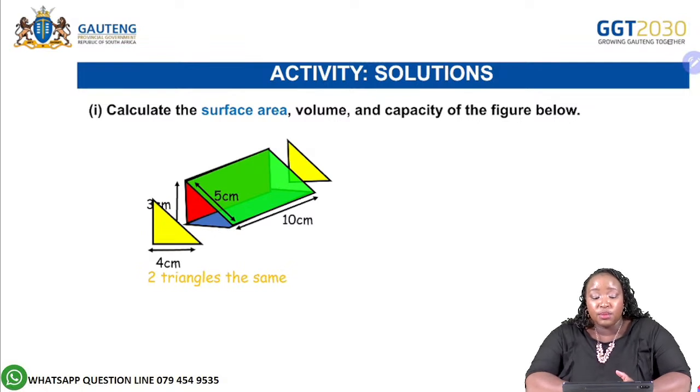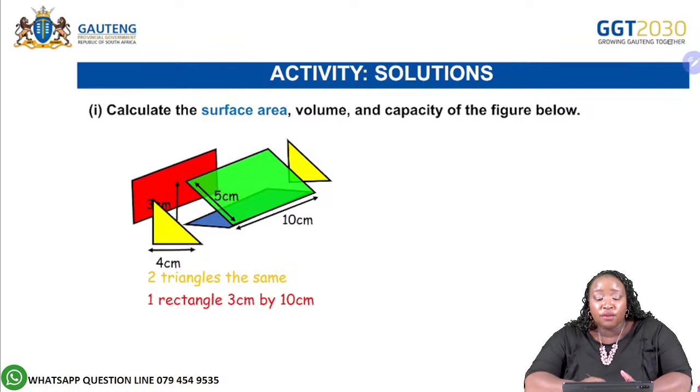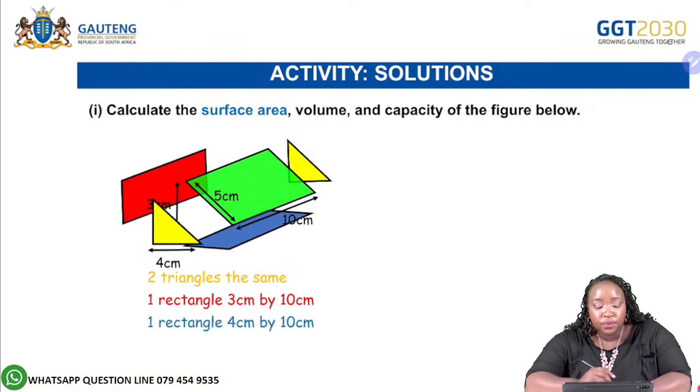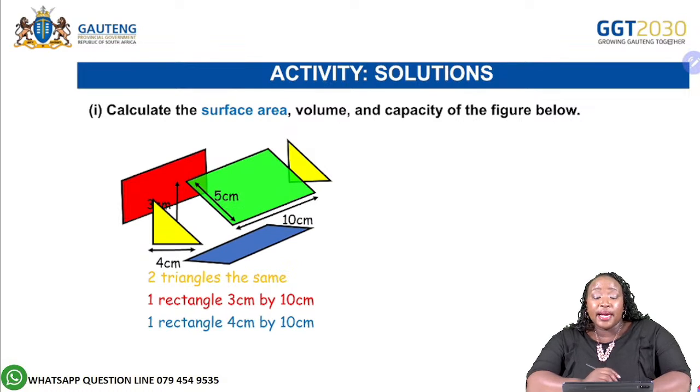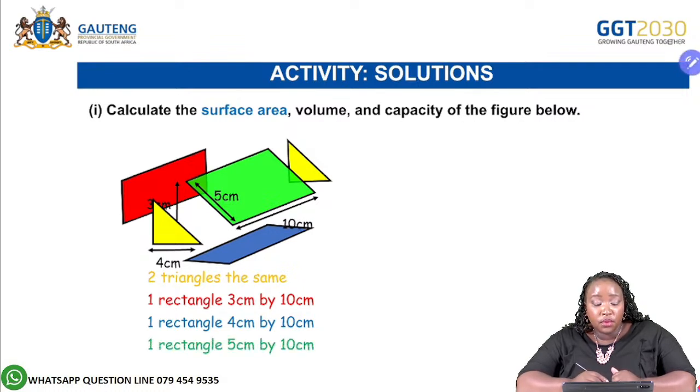So there will be 4 centimeters by 3 centimeters. Then you have one rectangle that is 3 centimeters by 10 centimeters, so it uses the height of the triangle and the distance between the two triangles. Then your bottom rectangle is 4 centimeters by 10 centimeters, which uses the base of the triangle and the distance between the two triangles. And then your top rectangle is 5 centimeters by 10 centimeters.